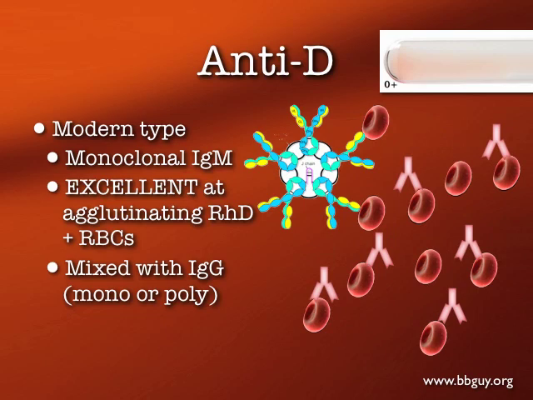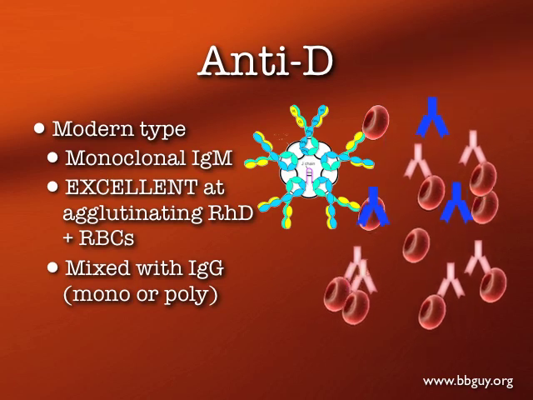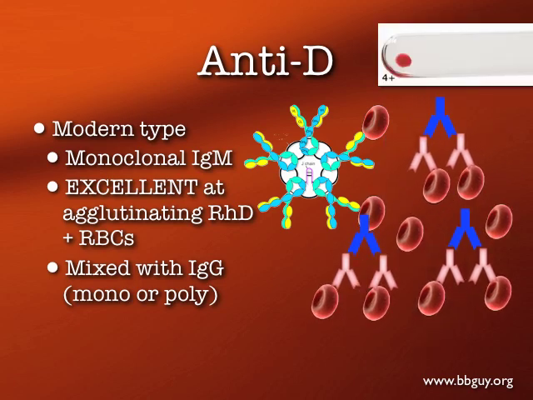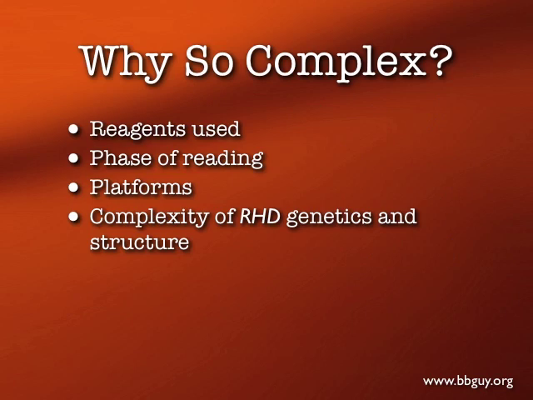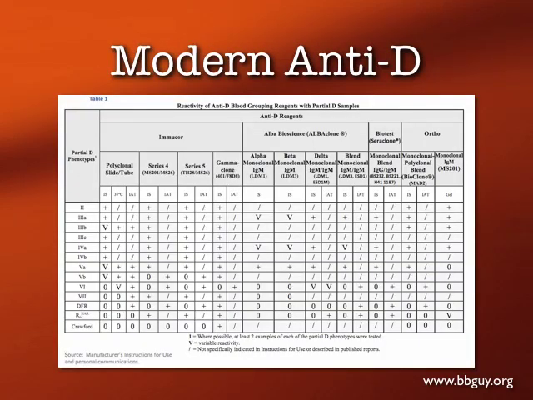the same sort of thing. You just get binding with the IgG anti-D, no agglutination, and you have to do an IAT or a weak D test again to prove that that person really is D positive. First, wash away anything unbound, throw in the AHG. That will bind to the coated red cells and prove that the person really is D positive. So there are a lot of reasons for the complexity of this testing, including the reagents that we use, the phase that it's read, the platforms, more on that in just a second, and the complexity of the genetics and structure, which we're going to spend most of our time talking about.